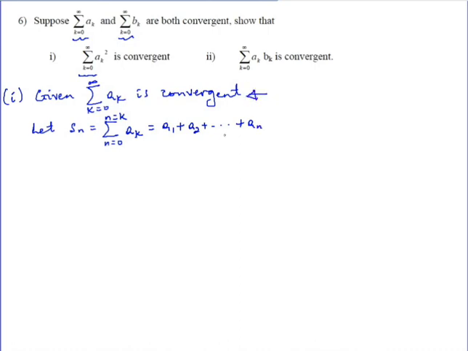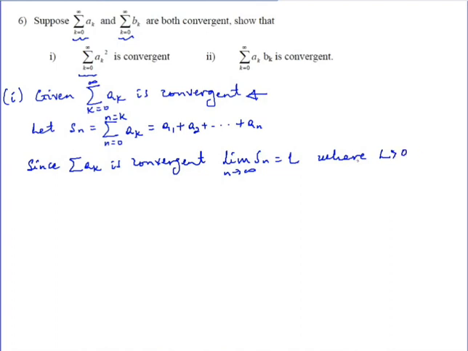Then since this series is convergent, since the infinite series ak is convergent, the limit of the partial sum Sn as n approaches to infinity converge ያደርጋል ወደ ሆነ number L, where L is some positive number, right? So ይህንን እንይዝና now consider this thing. Now consider this fact.